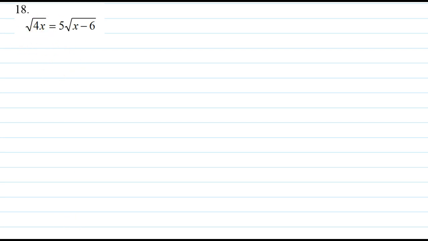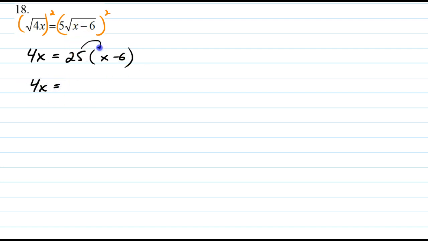All right, for 18, I don't have any addition or subtraction outside, so we're just going to go ahead and square it. And so the square cancels out the square root, and so I get 4x. Here, that square, you have to square the 5, so you get 25. And so now the square cancels out the square root, x minus 6. So now go ahead and distribute that 25 in. I get 25x minus 150.